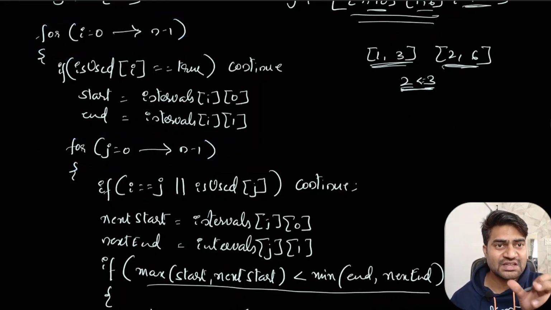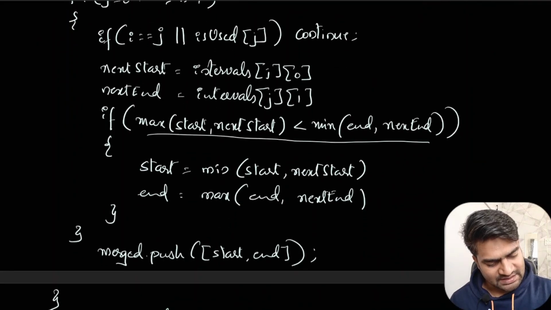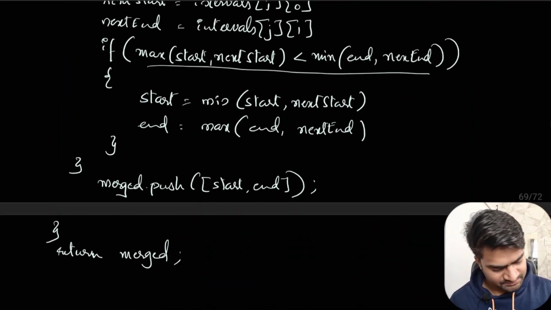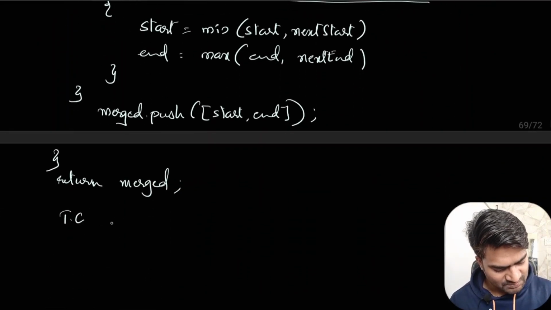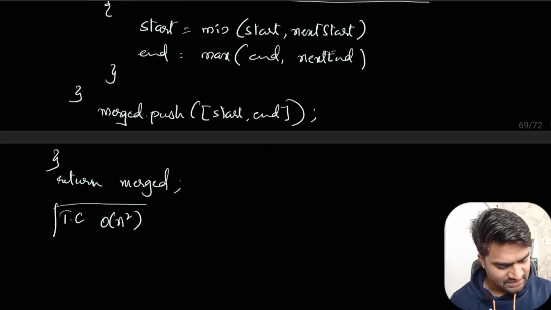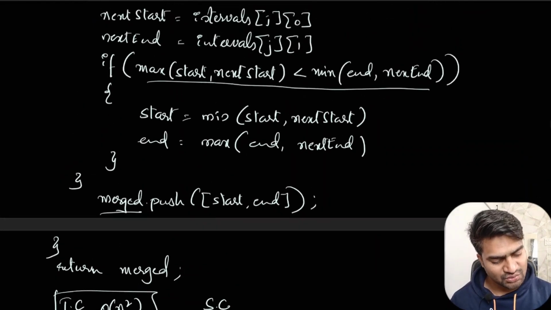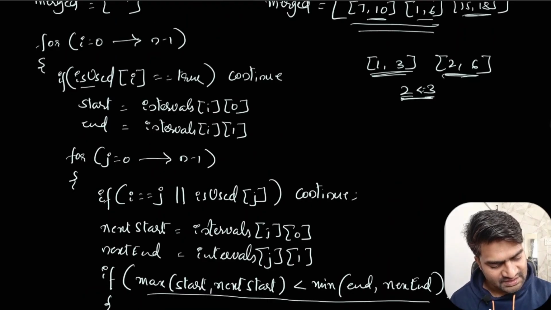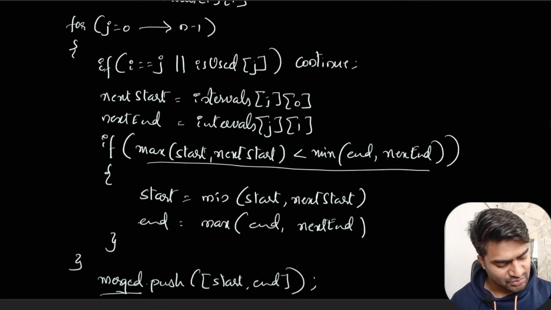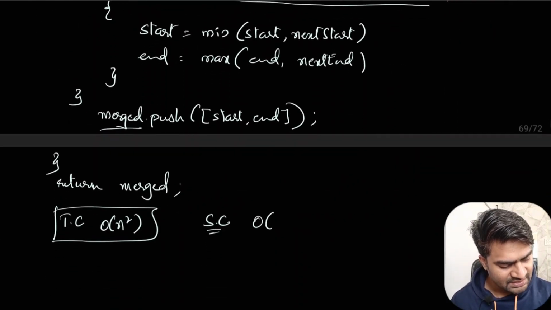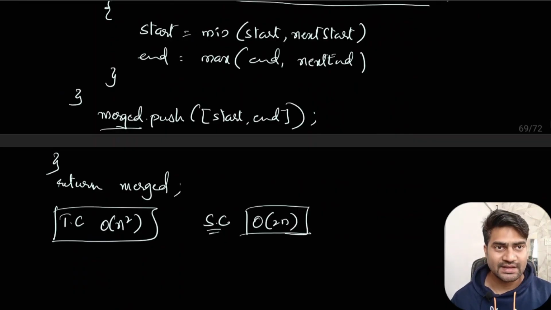Okay, so if you see, we are basically using two for loops, this one and this one. It means for each interval we scan the remaining intervals. So there are n intervals, and we iterate for each interval n times. So our time complexity is of order n square. What is the space complexity? We use this merged array. Also, we use this used array, correct? So that's why our space complexity is of order n.